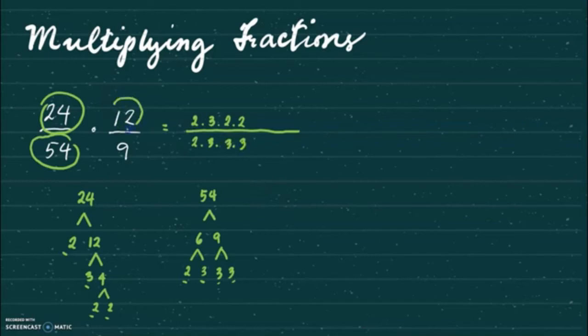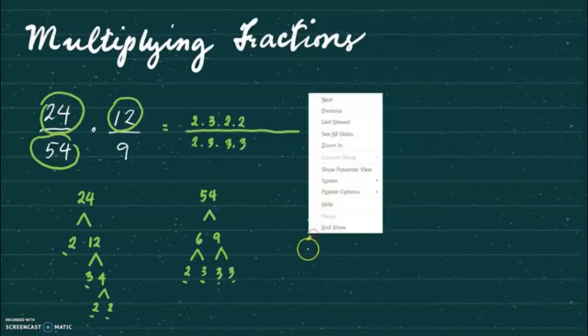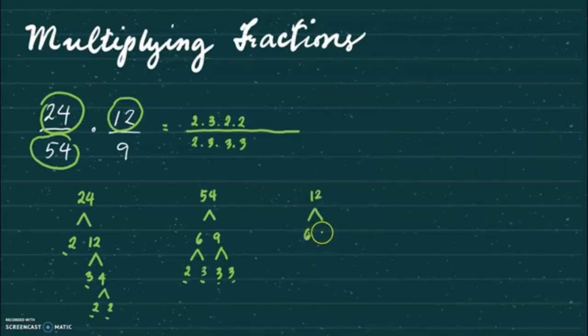Next, let's go to the prime factors of 12. Now 12 can be 6 times 2. So let's use that: 6 times 2. 2 is already prime, so put a mark for 2. And for 6, factors of 6, we have 2 times 3. 2 is prime, 3 is prime. So the prime factors of 12 are 2 times 3 times 2.